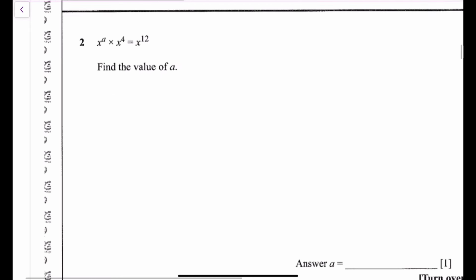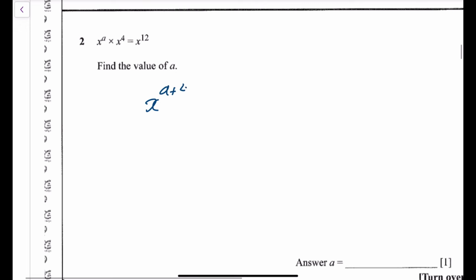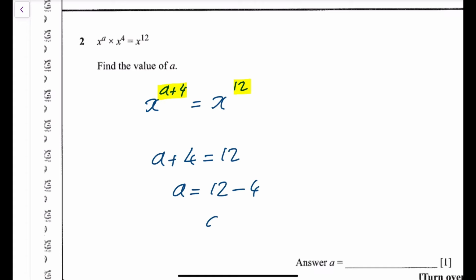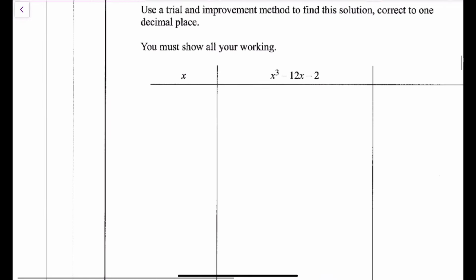Next one, indices question says, find the value of A. The left-hand side, you could write that as A plus 4 as my power. And then my right-hand side is just 12 as my power. So the powers are the same, bases are the same. That means the powers are the same. So you just have A is equal to 12 minus 4. A is equal to 8. Okay, no calculator needed until now.